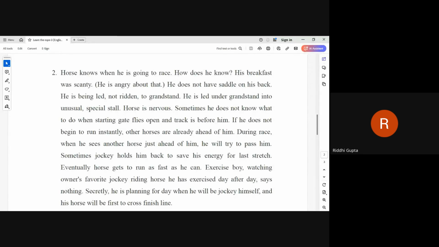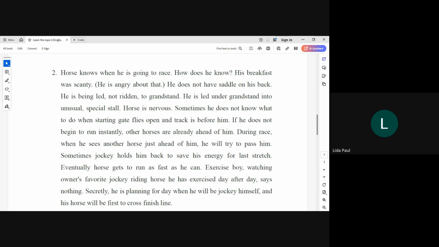Even if we specify, saying "the other horses" does not add much meaning there. So, if he does not begin to run instantly, other horses are already ahead of him. It's a fine statement. There's no problem. Also, we have not yet talked about the other horses to make this specific. This is the first mention, so "other horses are already ahead of him" is fine.